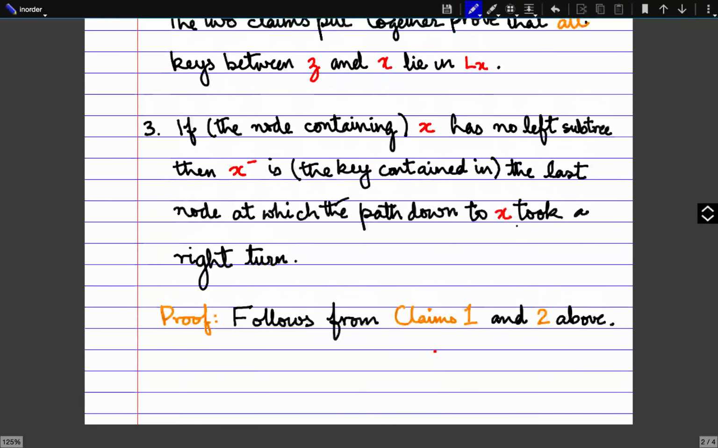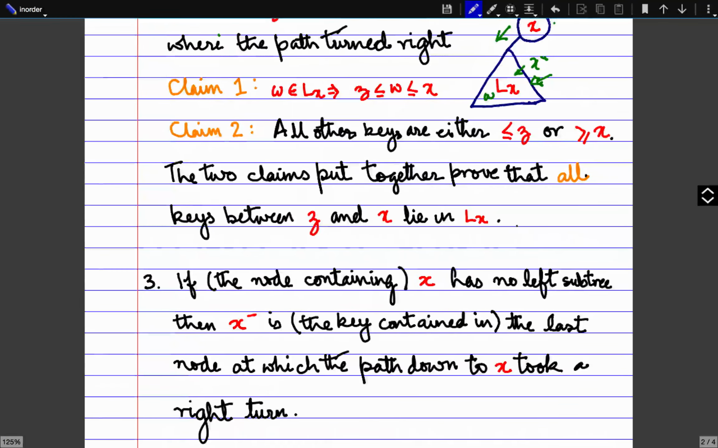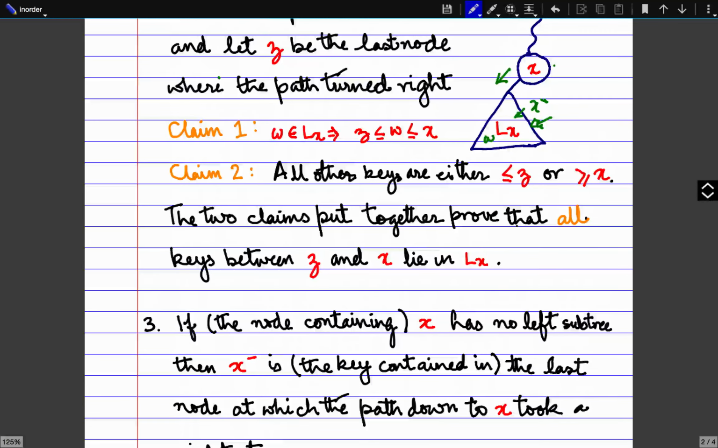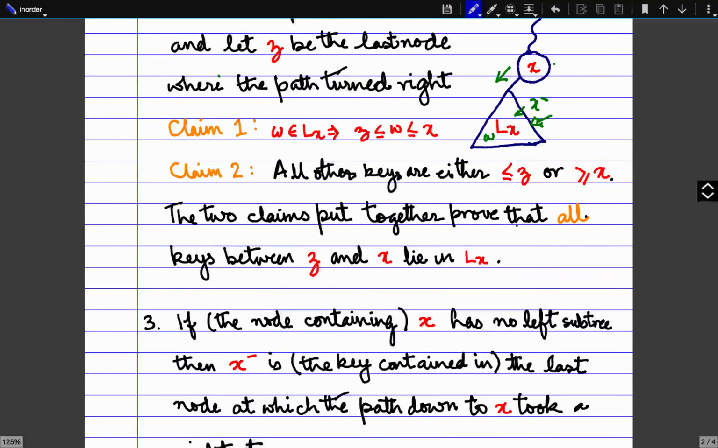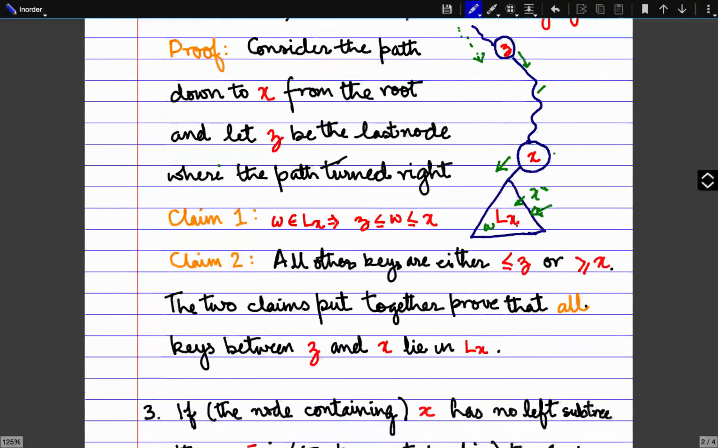So these are the two cases here. If you're looking for x minus, then if x has a left subtree, then we have to go down into the left subtree, find the largest element in the left subtree, which we will do by entering the left subtree with one left turn and then going all the way right. If there is no left subtree, then we have to look at z, which was the point at which the last right turn was taken.